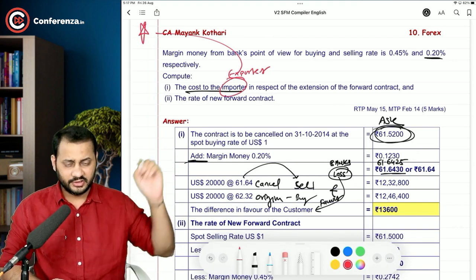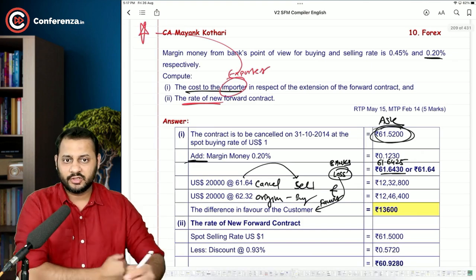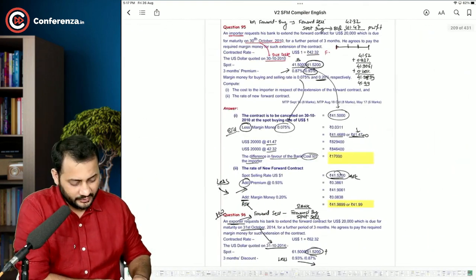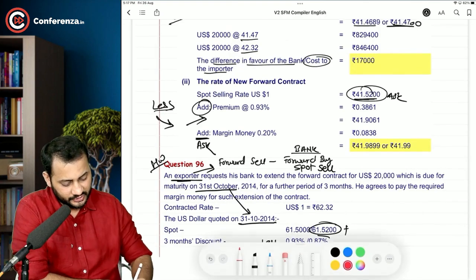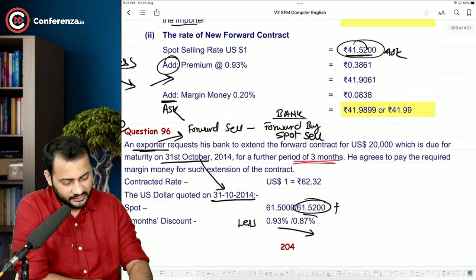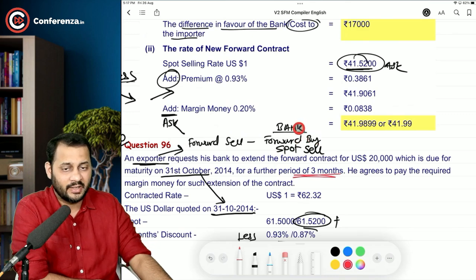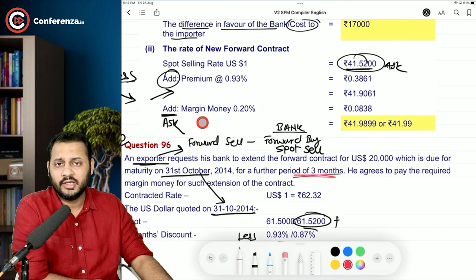In respect of the extension and the rate of the new forward contract. See, this is the exporter. He wants to extend it by how many months? Again, in this question, 3 months. So from the due date, he wants to extend it by 3 months. So the bank will again enter into a contract with the exporter for the next 3 months. So it will be 3 months forward buy for the bank and 3 month forward sell for the exporter.